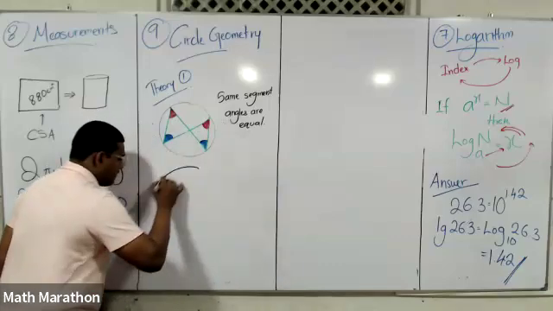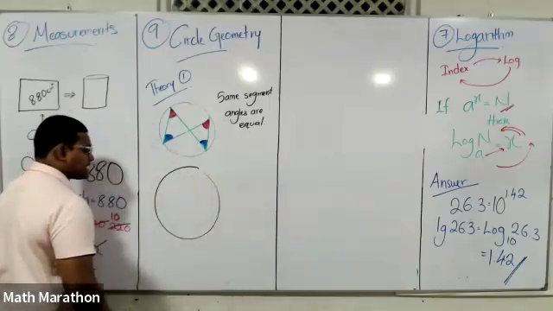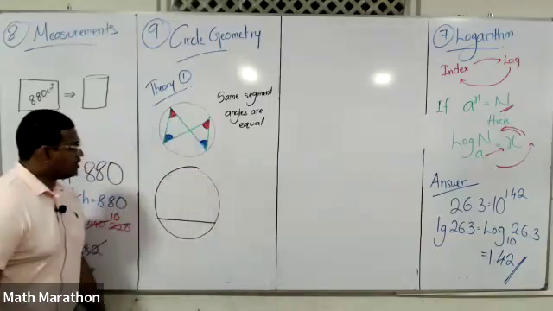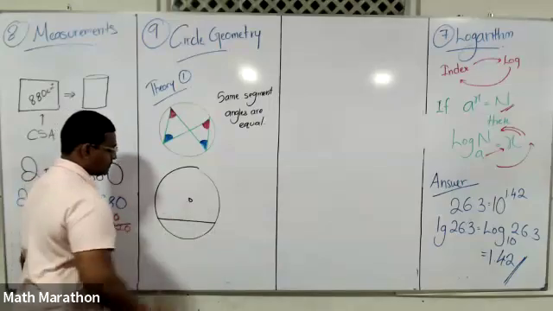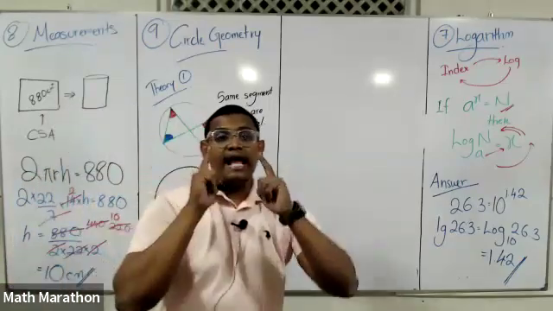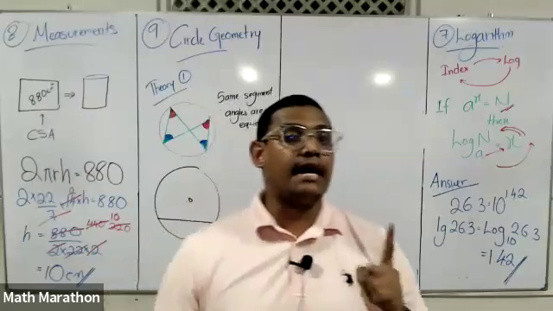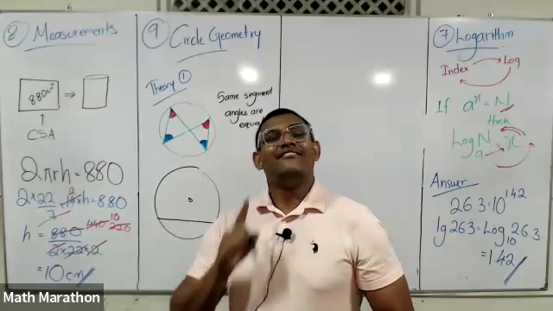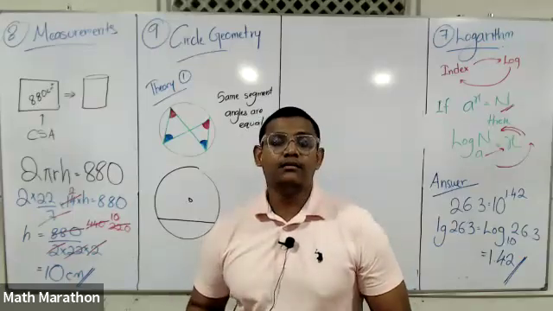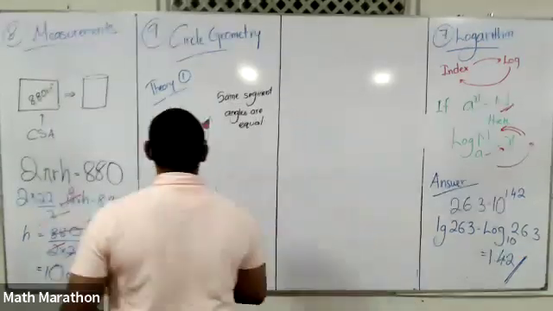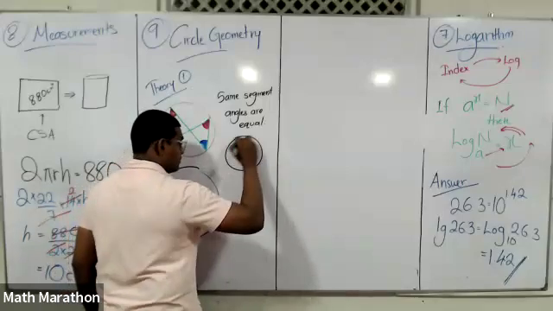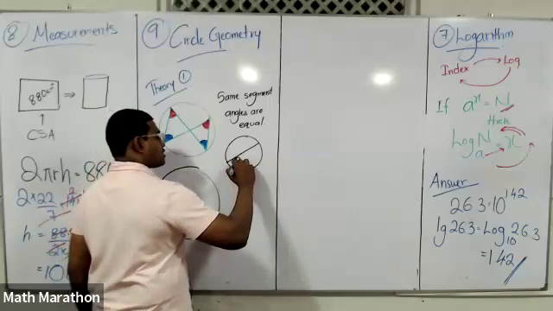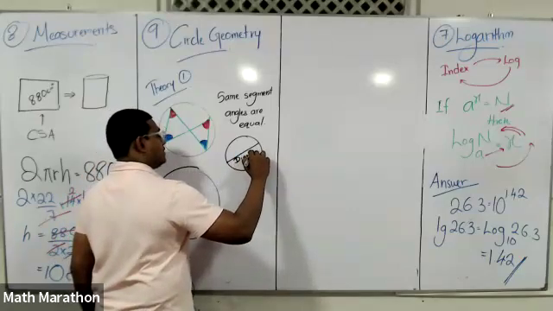So how is it derived? If you have a circle, I have a chord. This is center O. So what is a chord? Any line which touches the circumference of a circle in 2 points is called a chord. What is the longest chord in a circle? The diameter. The longest chord in a circle is the diameter.